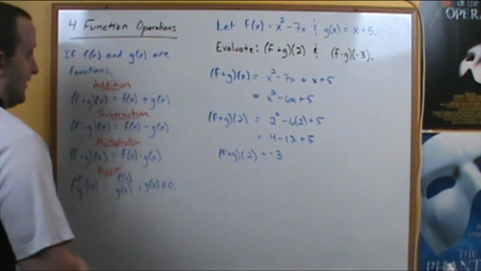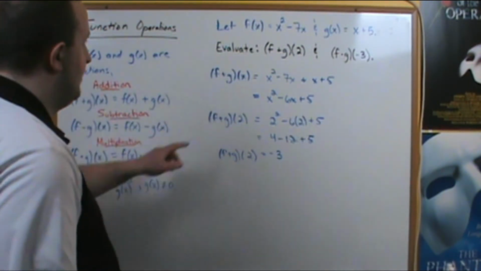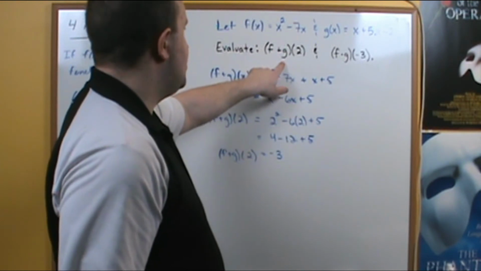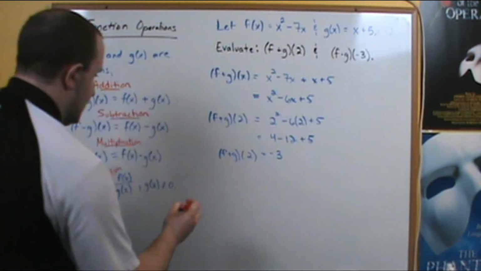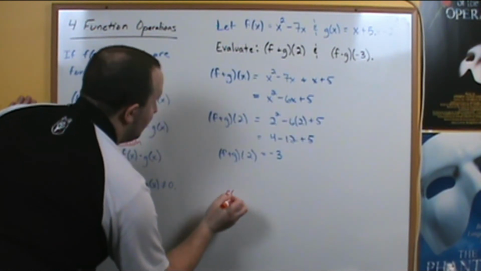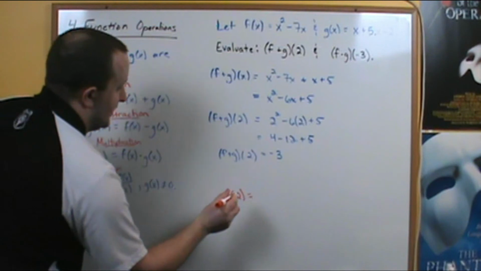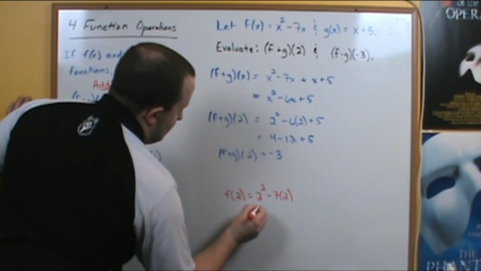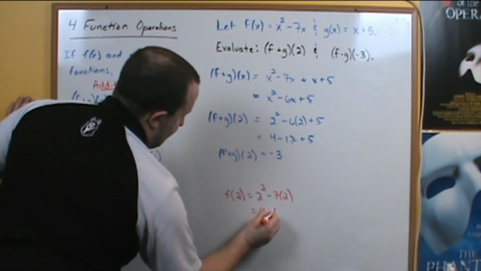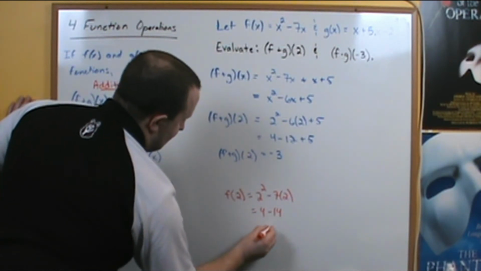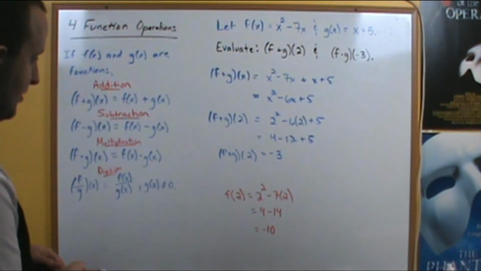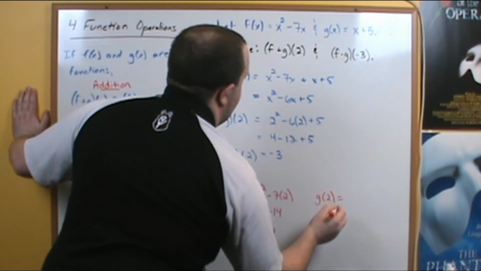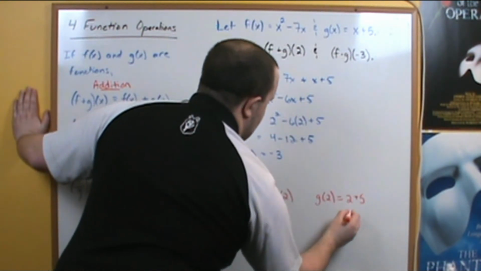Now, alternatively, you could have evaluated the function f at an x value of 2, then evaluated the function g at 2, and added their results. So if we did f of 2, we would get 2 squared minus 7 times 2. 2 squared is 4. Negative 7 times 2 is negative 14. 4 minus 14 is negative 10. And then if we evaluated g at 2, we would get 2 plus 5, which is 7.